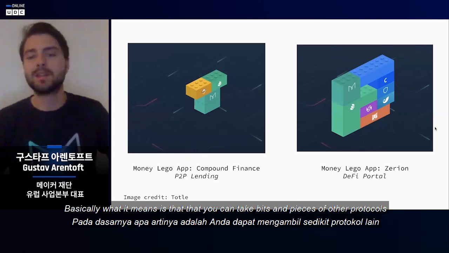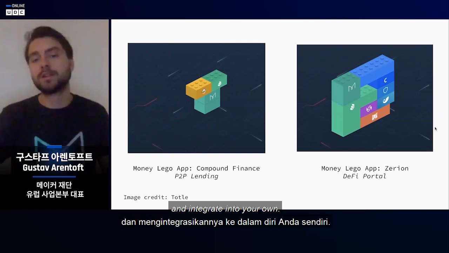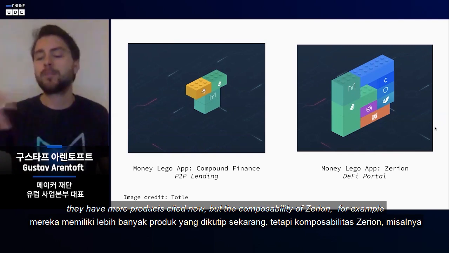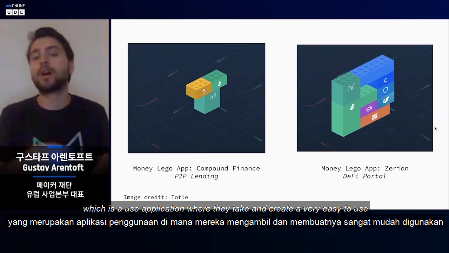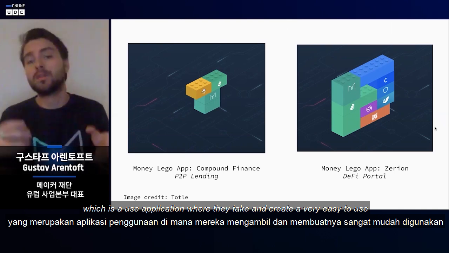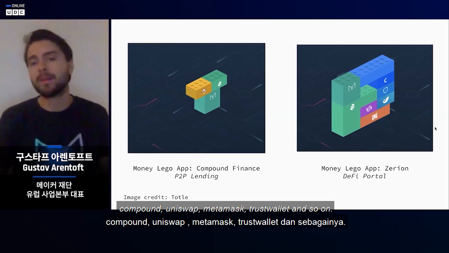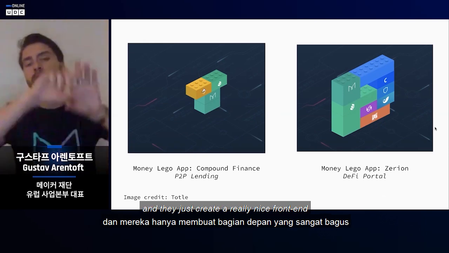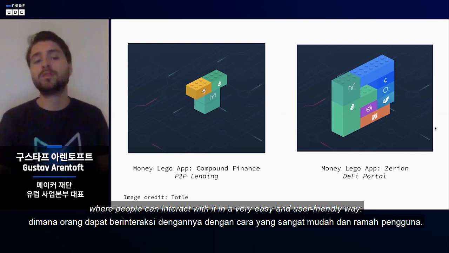But basically, what it means is that you can take bits and pieces of other protocols and integrate them into your own. So, for example, on the right side, it's a little bit outdated now. They have more products on it now, but take the composability of Zerion, for example, which is a user aggregation application where they create a very easy to use front end, where they plug in, for example, Maker, Coinbase Wallet, Compound, Uniswap, MetaMask, Trust Wallet, and so on. So they have all of these different products sitting in the back end, and they just create a really nice front end where people can interact with it in a very easy and user-friendly way.